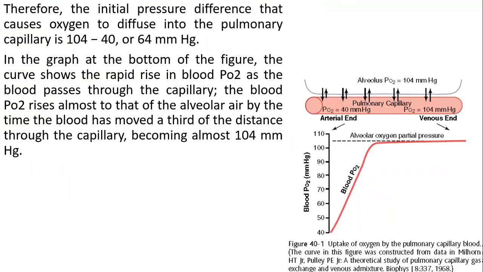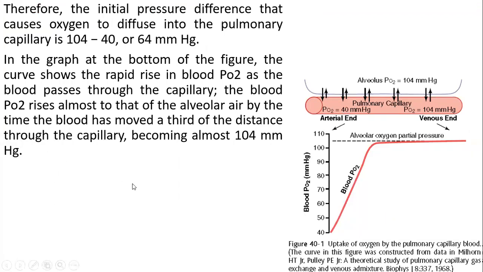Therefore, the initial pressure that caused oxygen to diffuse into the pulmonary capillary is 104 minus 40, أو الفرق بينهم هو 64 millimeter mercury.